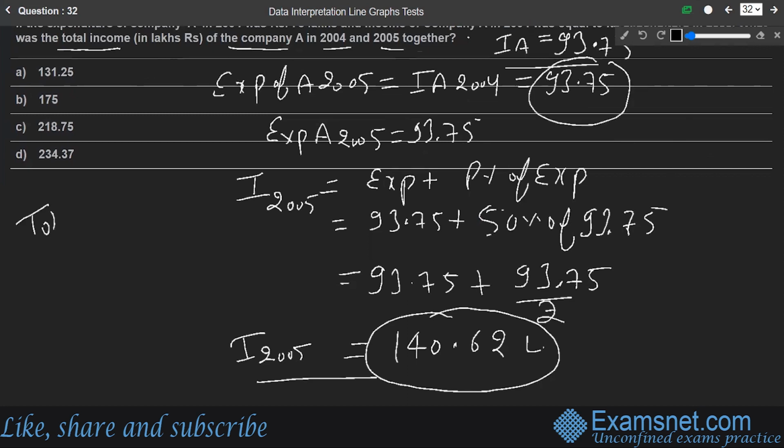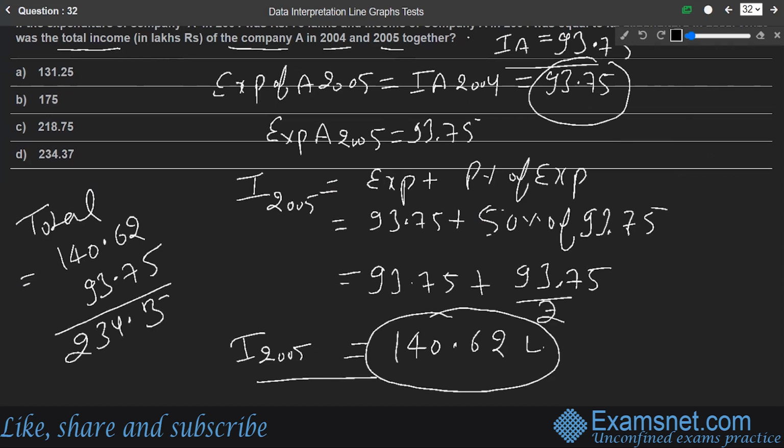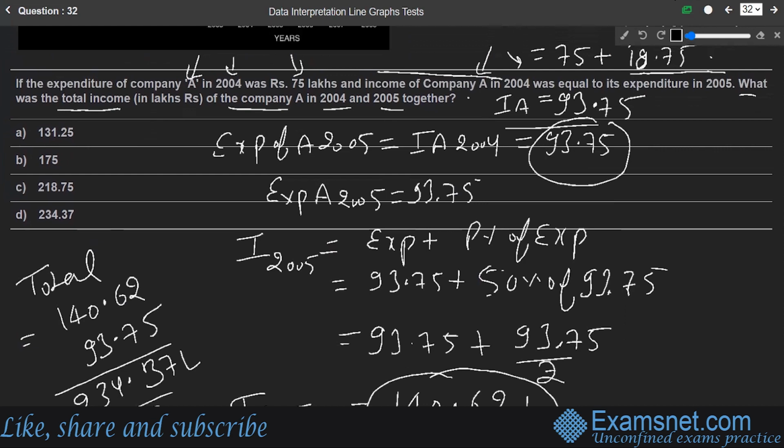So what is the total income? The total income will be just the addition of both of them, 140.62 lakh added to 93.75 lakh. If we add them together, the value comes out to be 234.37 lakh. So that is the right answer, 234.37 lakh. Let us see where it is available. It is available in option D and becomes the right answer for us.